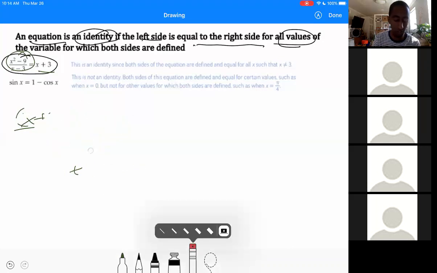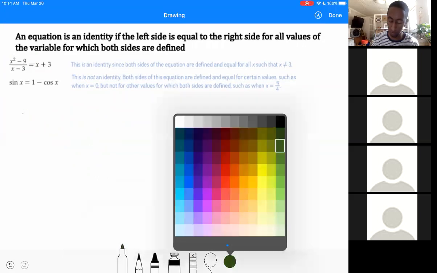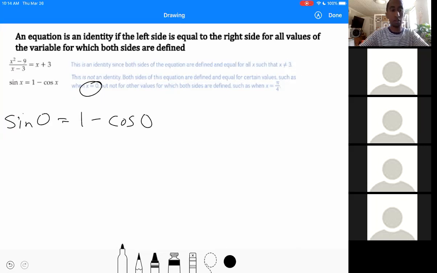When we talk about trig identities, they are basically ones in which you're including sine and cosine, and the left side equals the right side for any value that you plug in for which it is defined. So for example, let's say x is 0, okay? Sine of 0. Let's try this. Sine of 0 would be what there? What's sine of 0? Get some feedback here.